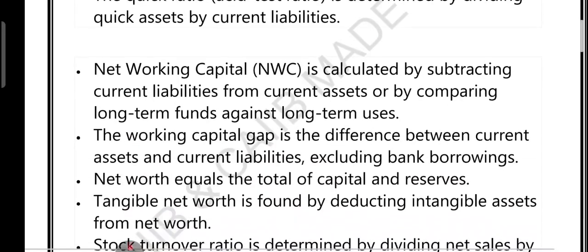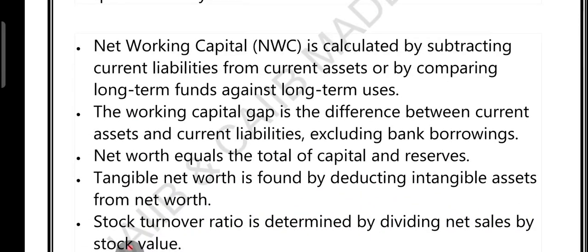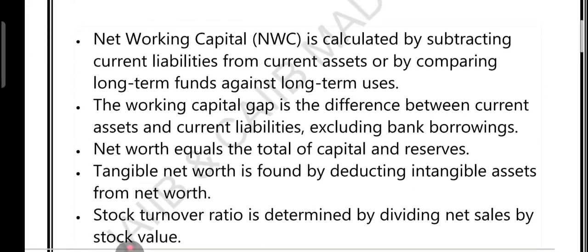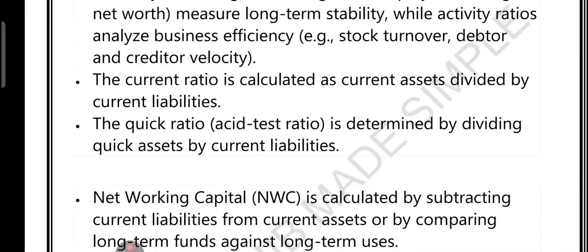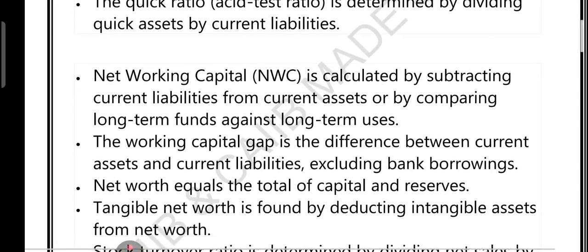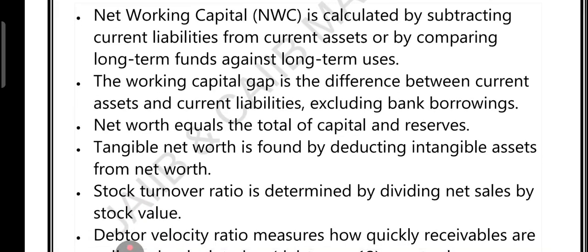So remember, these are the important formulas. I am repeating again: you must know what the current ratio is and what the quick ratio is. Current ratio is current asset by current liability. Quick ratio, also called the acid test ratio, is quick asset by current liability. Net working capital is current asset minus current liability. Working capital gap is current asset minus CLOBB. What is CLOBB? Current liability other than bank borrowing. Then we have the solvency or leverage ratio.